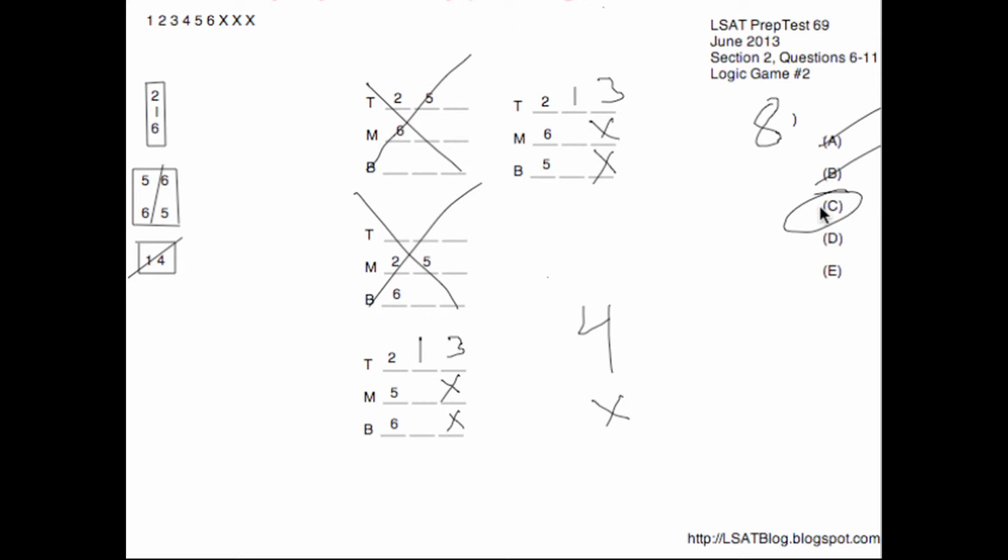I will look at D and E though. 3 dishes on the middle. No, we have 2. 3 on the bottom. No, once again, we have 2.